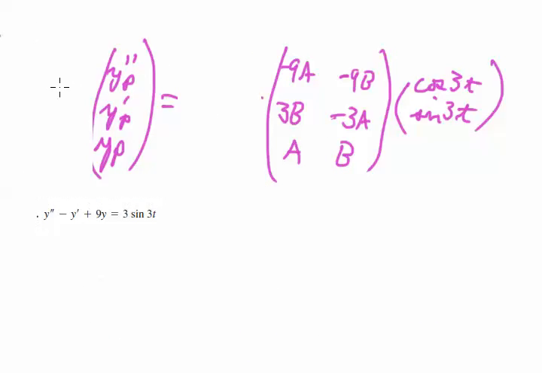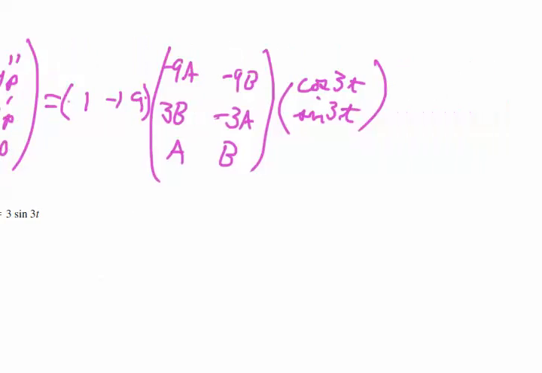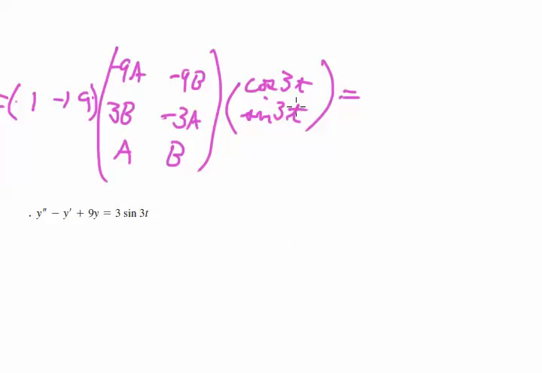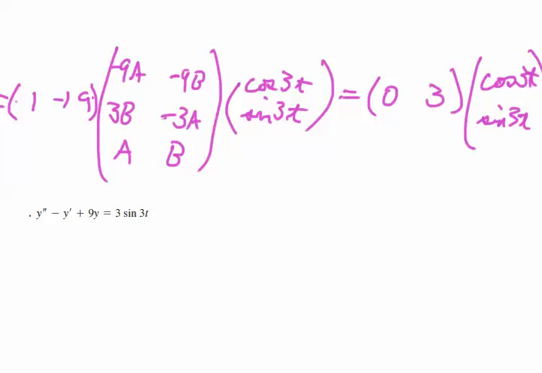So what I'm going to do is put a 1, negative 1, 9 here to represent y double prime minus y prime plus 9y. Same thing here, 1, negative 1, 9. And then over here with the 3 sine 3t, we'll have 0, 3 times cosine 3t, sine 3t.